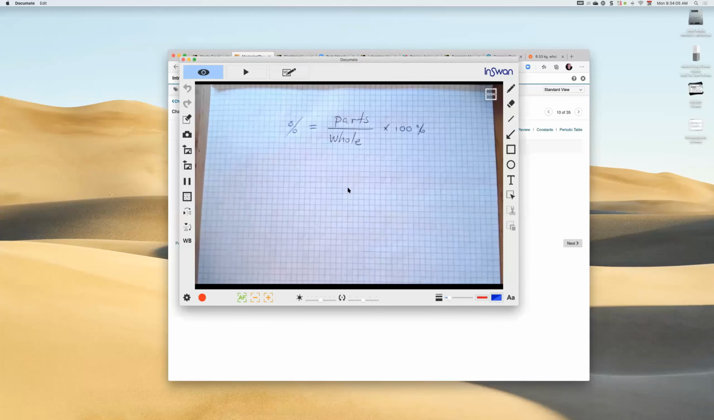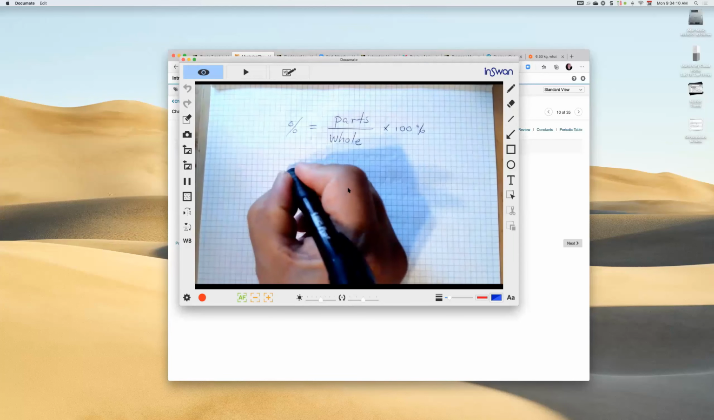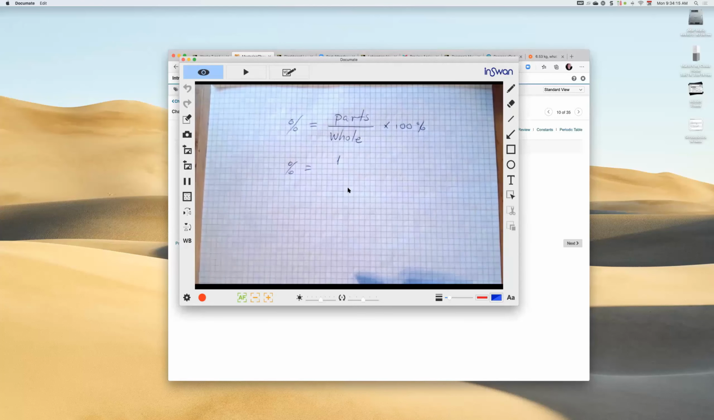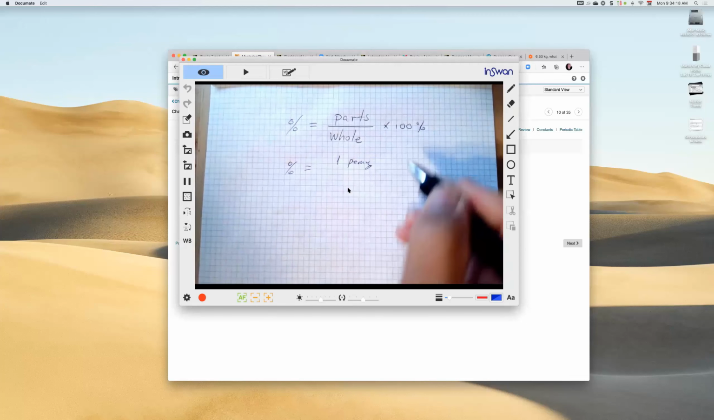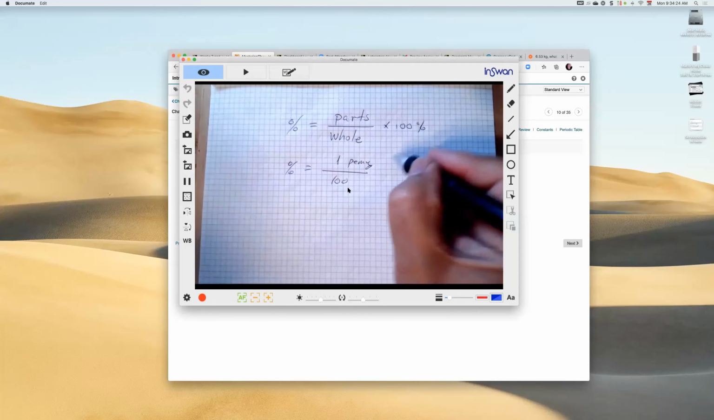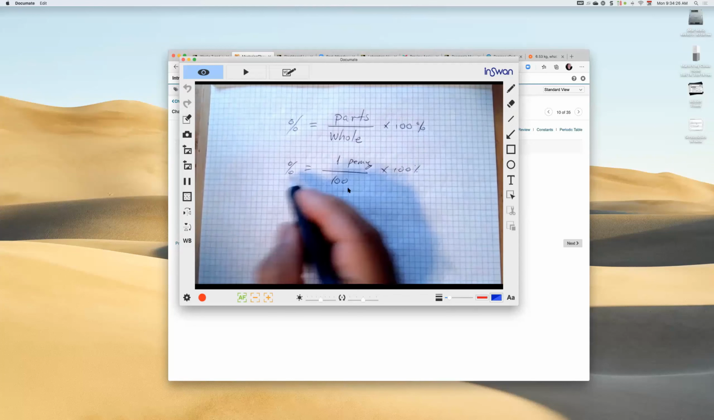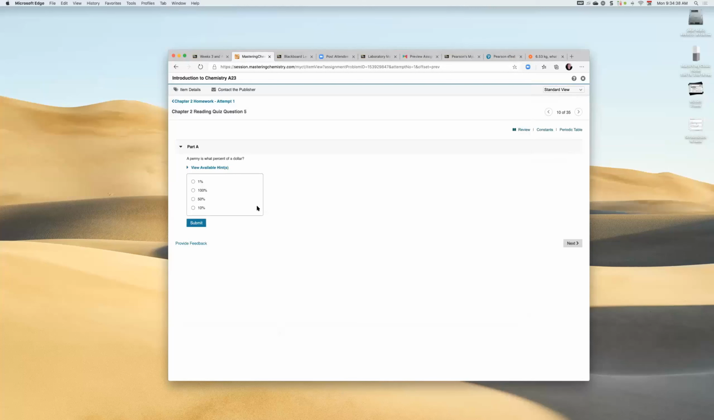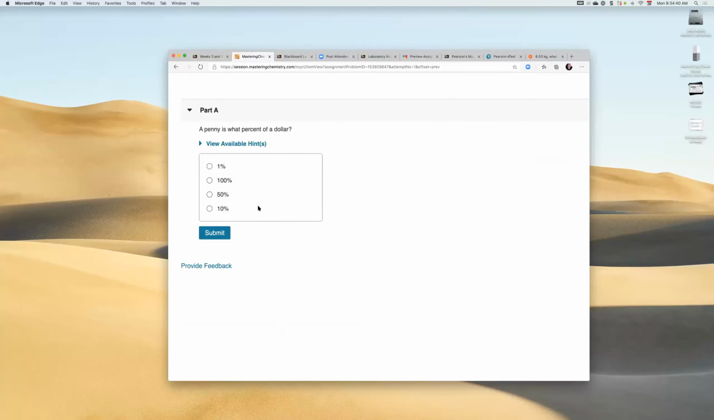So if we look at the formula that I have here, the question is what percentage of a dollar is 1 penny? Well, we are asking for this part of the equation. We don't know it, but we know the parts. We have one penny. The whole is 100 pennies. You just told me that. So times 100%. If you carry that out, you're going to get 1%. That's your answer. It looks complicated because we use a formula, but nevertheless it gets you the answer that you want.